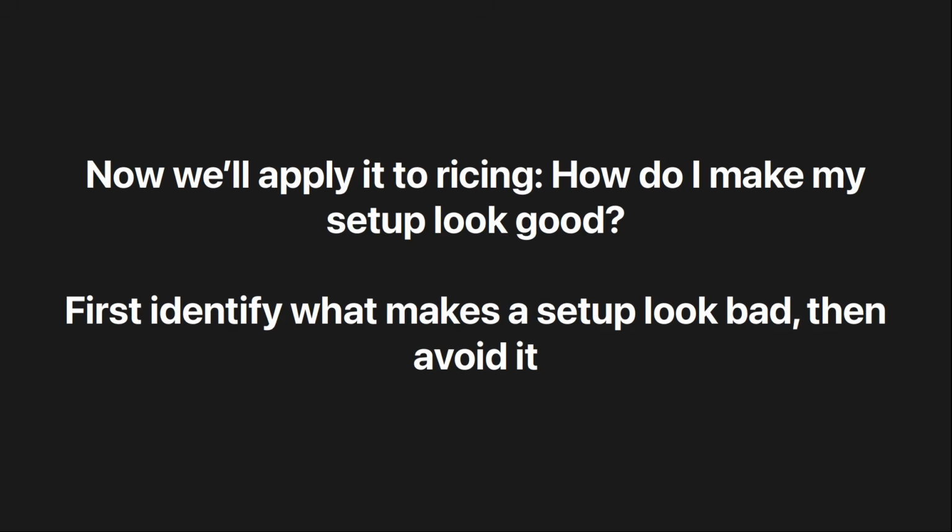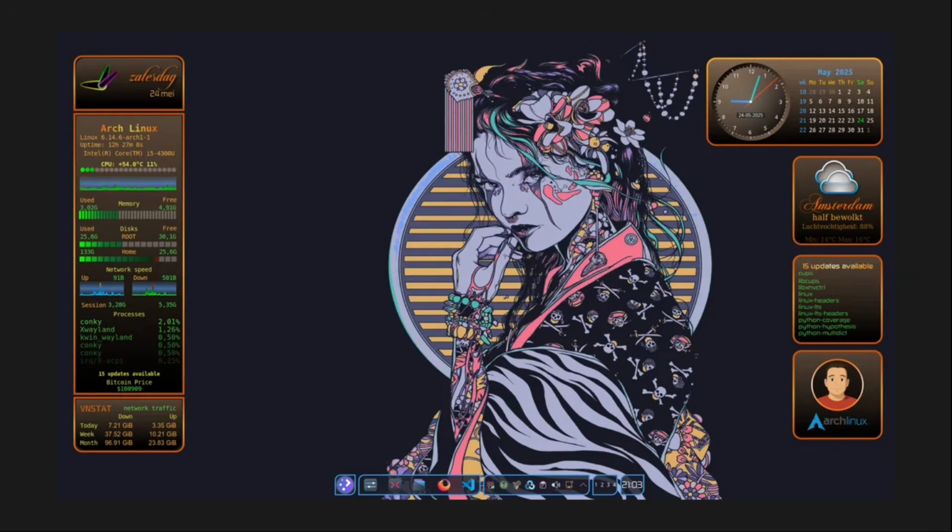Okay, so how do I make my setup look good? First, you identify what makes a setup look bad, then you avoid it, right? Pretty simple. So this setup, for example, the wallpaper is nice. Okay, Tokyo Night theme, not bad. The dock could use a little bit more improvement. The workspaces, okay, that too.